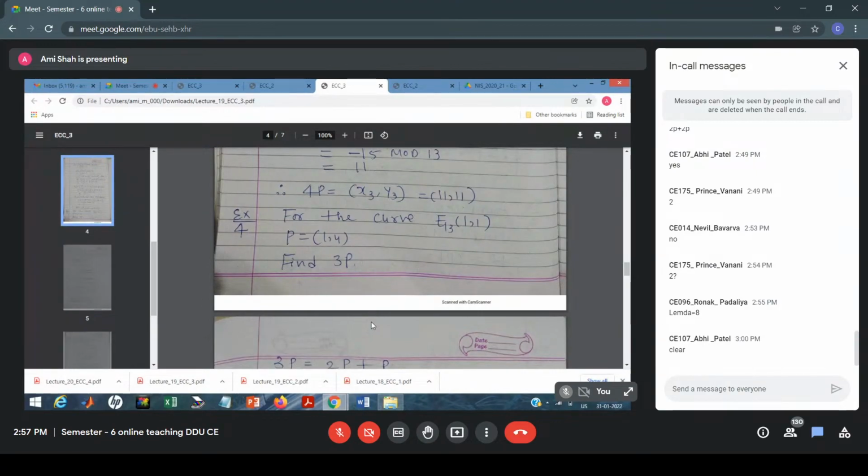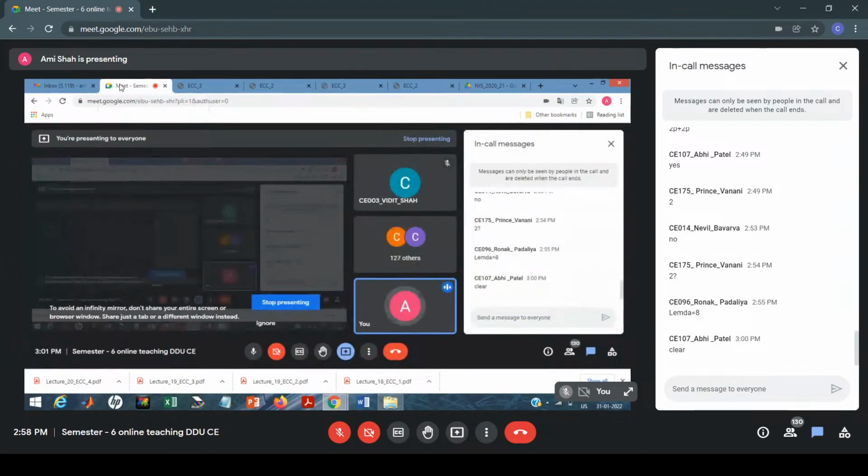For that, I discussed three cases: P not equals Q, P equals Q, and the third case. All of you know that, so I am not repeating it. Based on these three cases, we discussed the examples. So up till now we have done this. Is there any doubt up to these three lectures? If you have any doubt, please ask me, everyone, because next I will explain the ECC algorithm.